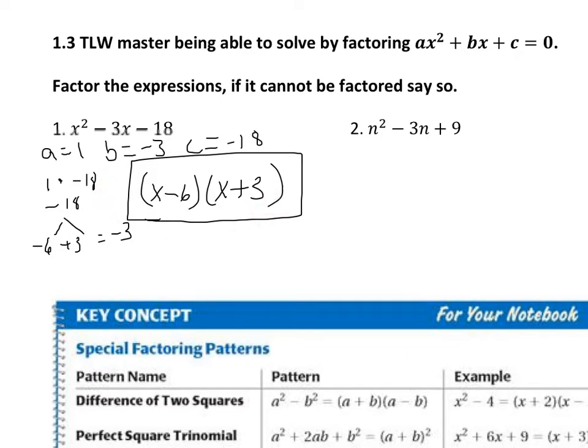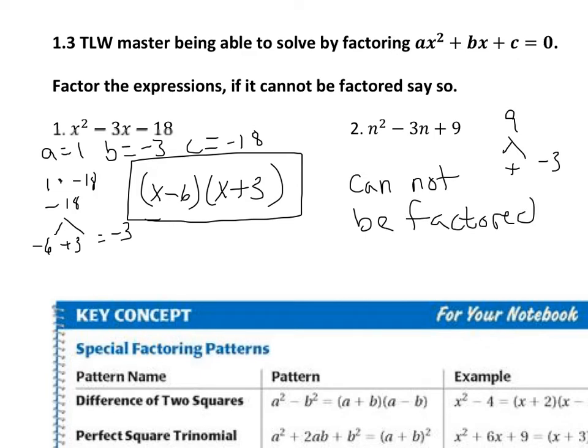So here, what's 1 times 9? 9. So you have to think, it multiplies to 9 and adds to equal -3. Well, 9 plus 1 is 10. -9 plus -1 is -10. -3 plus -3 is -6, so there's nothing. So that means, see how it says, if it cannot be factored, say so. So you would just say, cannot be factored. So let's take a look at another one.